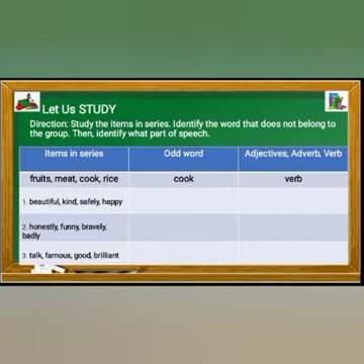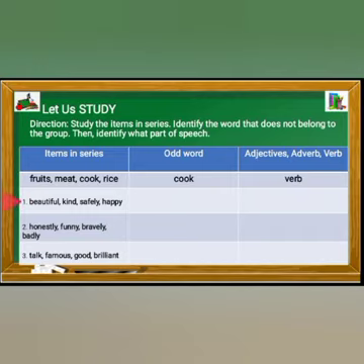Items in series, we have fruits, meat, cook, and rice. What is the odd word? Of course, the odd word here is the word cook. Alright, cook is a verb. The words fruits, meat, and rice are all nouns.